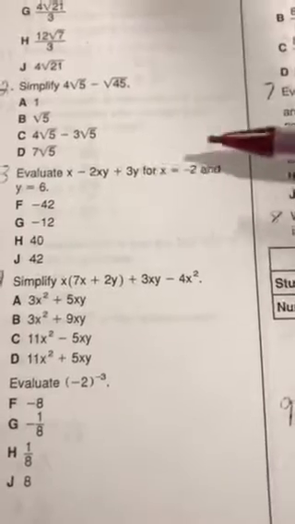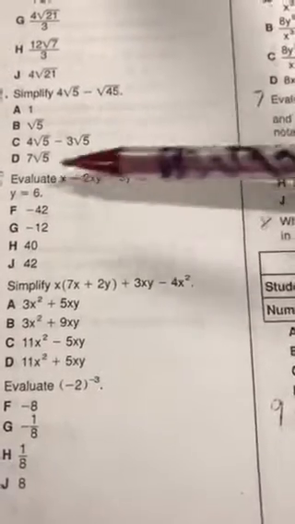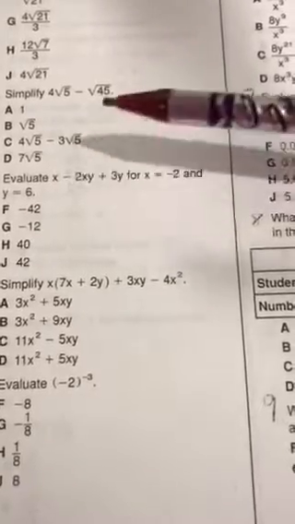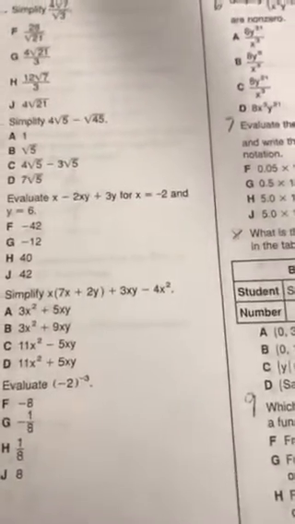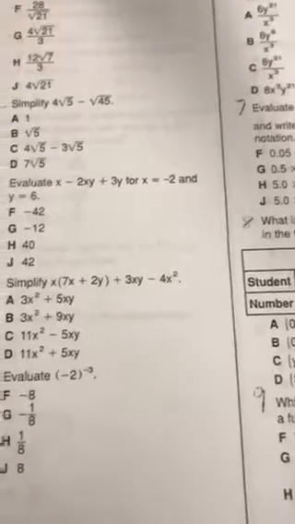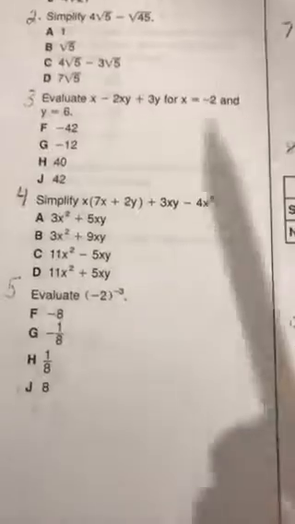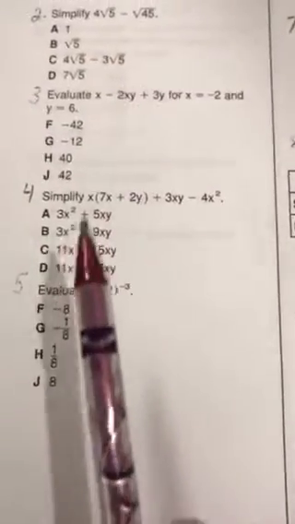Now, number 3, all I'm putting in is -2 for x, 6 for y. Now make sure whenever you plug this into your calculator, you put parentheses around your -2. All right, number 4. Oh, sorry, number 4. It's been a long day.